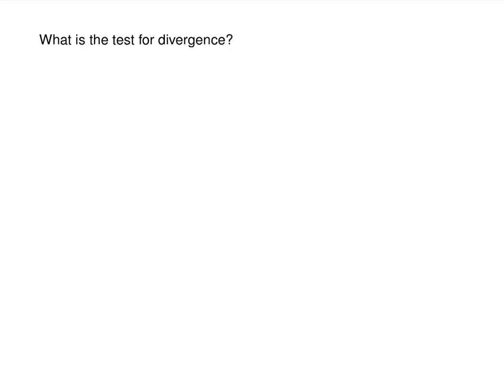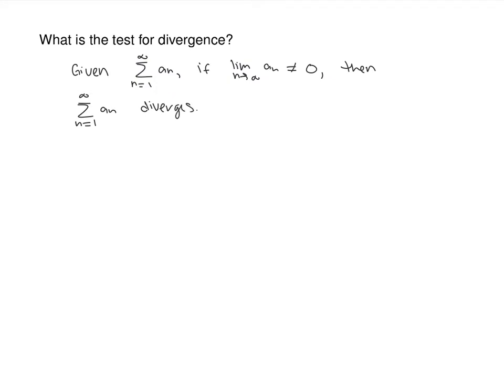What is the test for divergence? Given a sum from n equals 1 to infinity of a_n, if the limit as n goes to infinity of the a_n's is not 0, then the sum from n equals 1 to infinity of a_n diverges.